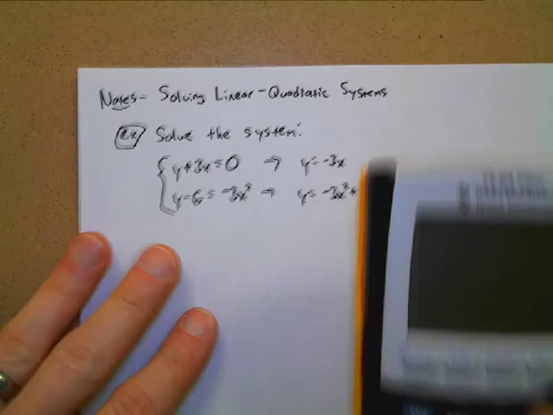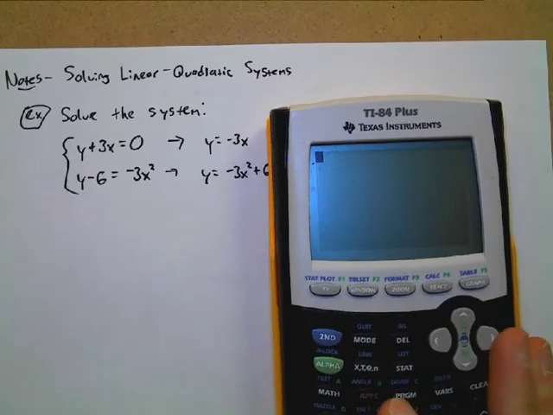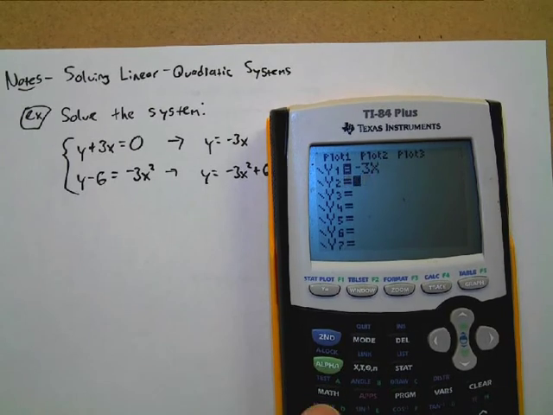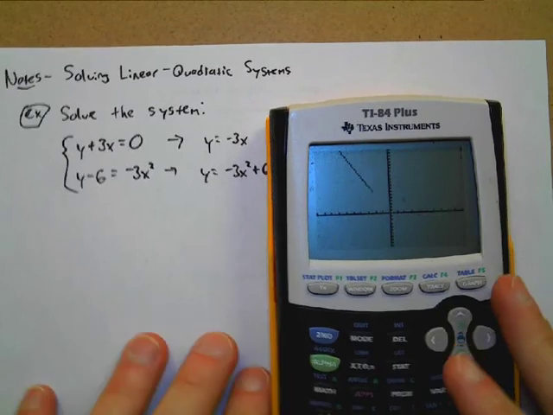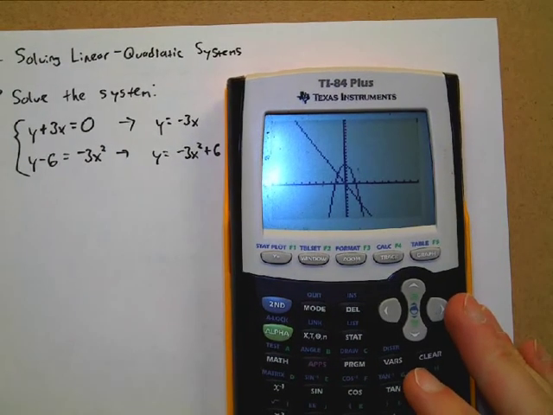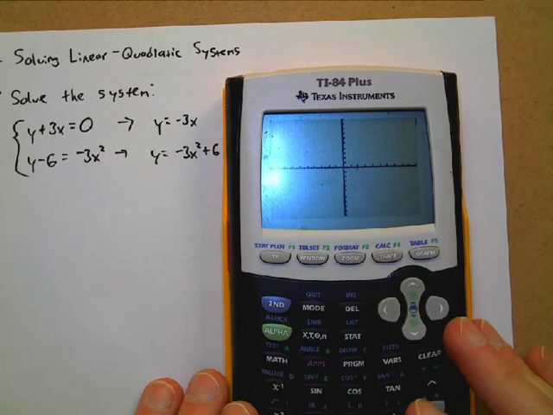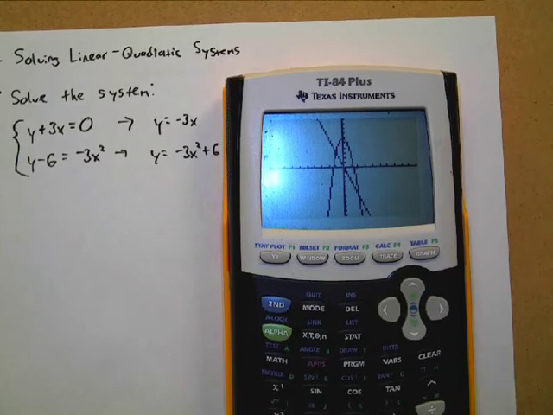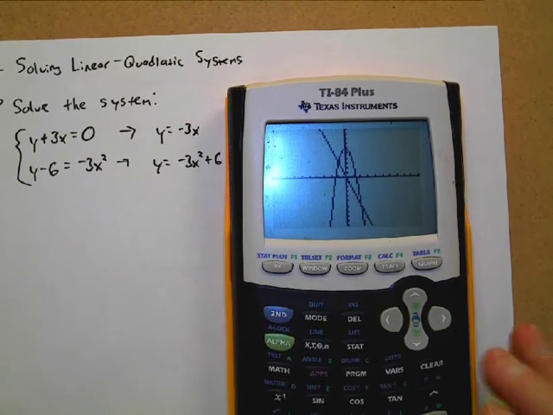All right, and so I'll show you with the graphing calculator. So there's the line, and then there's the parabola. I think I can zoom 6 there, standard viewing window. Okay, we can see our 2 points of intersection. So in this case, we're going to have two answers.